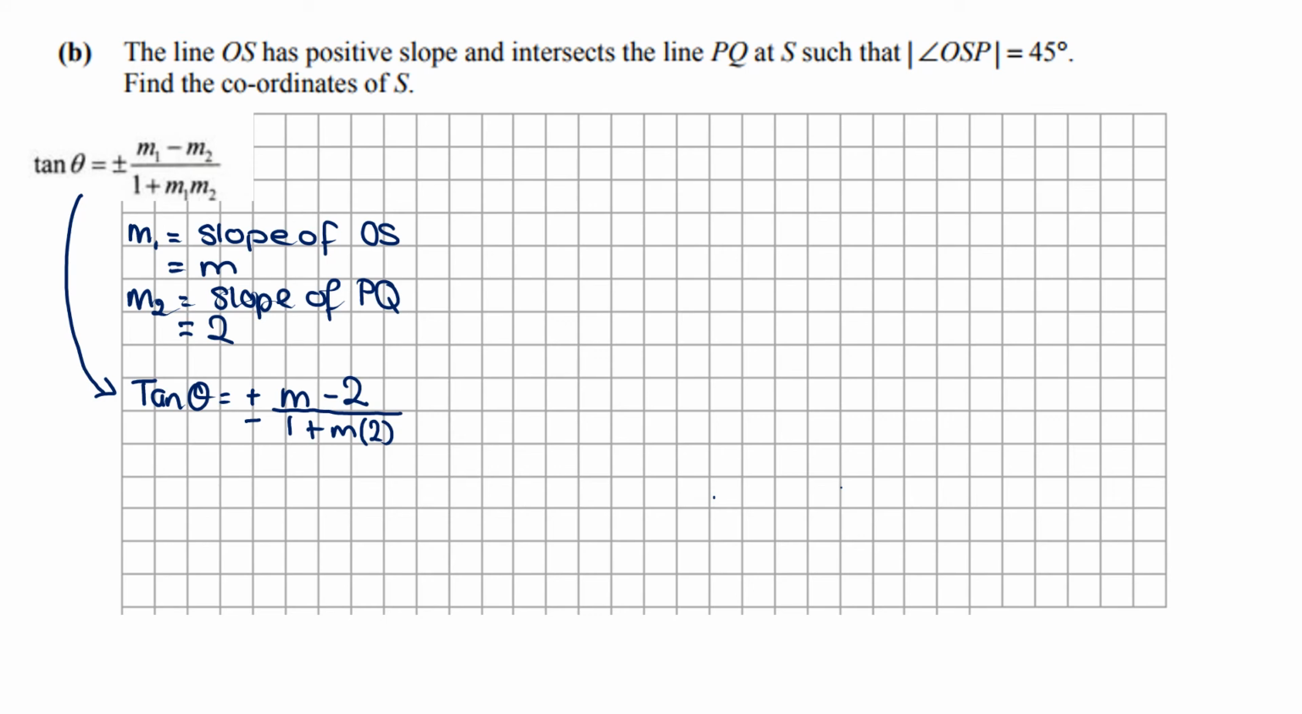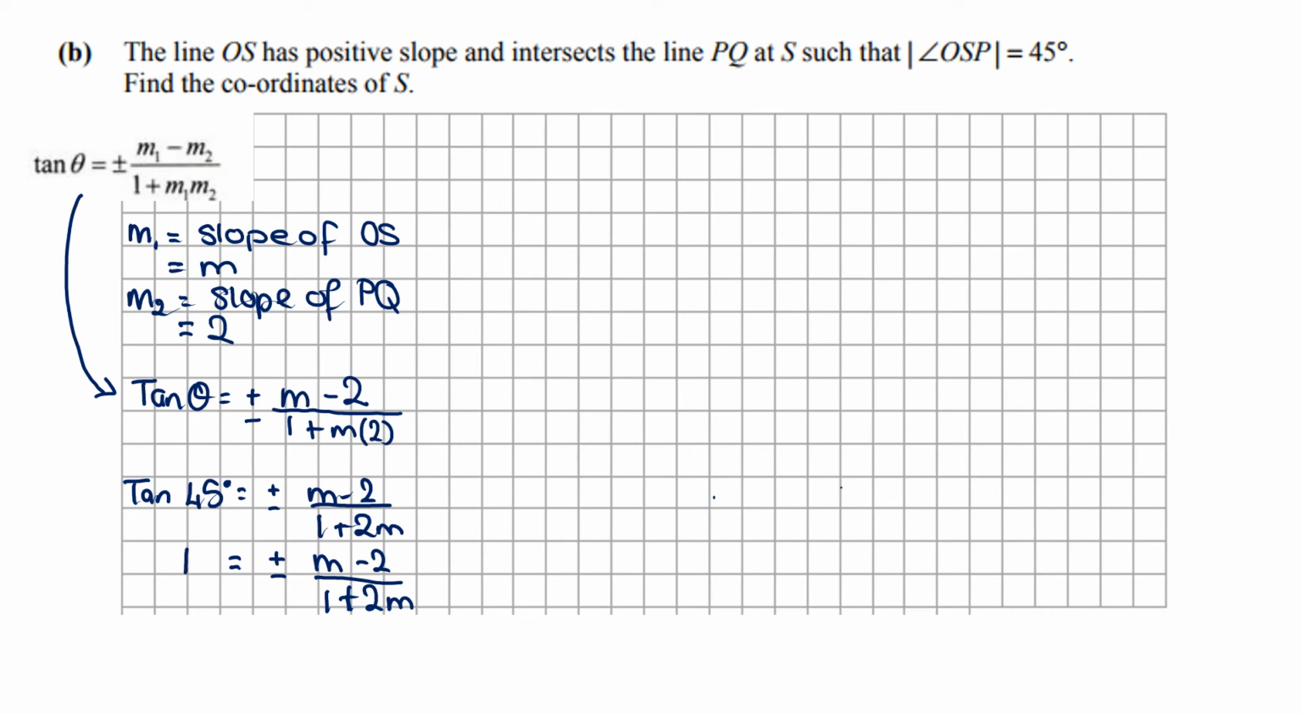Now, we've been told that the angle is 45 degrees. So the tan of 45 degrees equals plus or minus (m minus 2) over (1 plus 2m). And in the log tables or using your calculator, whichever way you want to do it, we can work out that the tan of 45 degrees is 1, plus or minus (m minus 2) over (1 plus 2m).